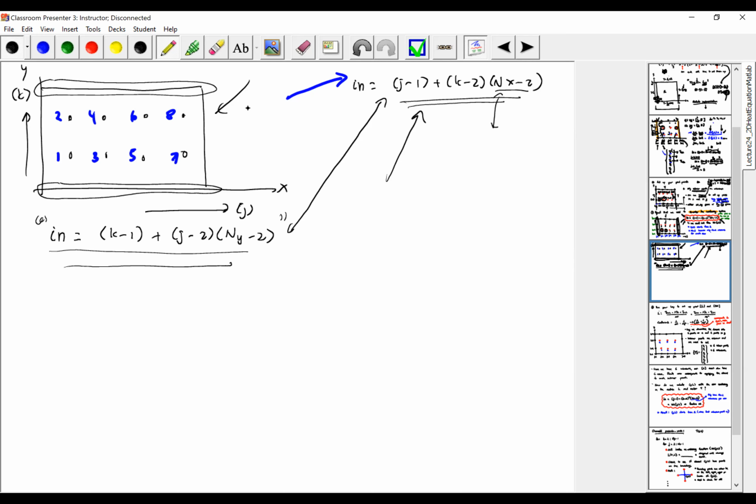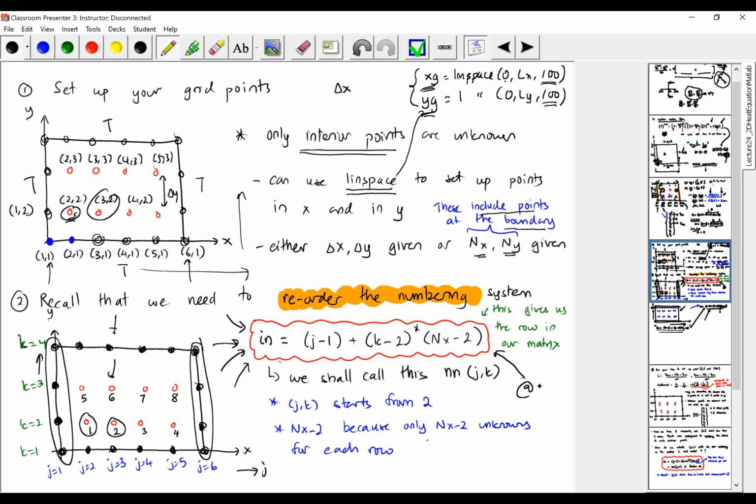So first step, set up your grid points, use your linspace and all of that so that you get your J and K index. Second step, create this function. This can be written as a function handle, for example, in Matlab, or you can write a Matlab function file, which will become a very short function file that basically just states this mathematical equation. So that is your second step.